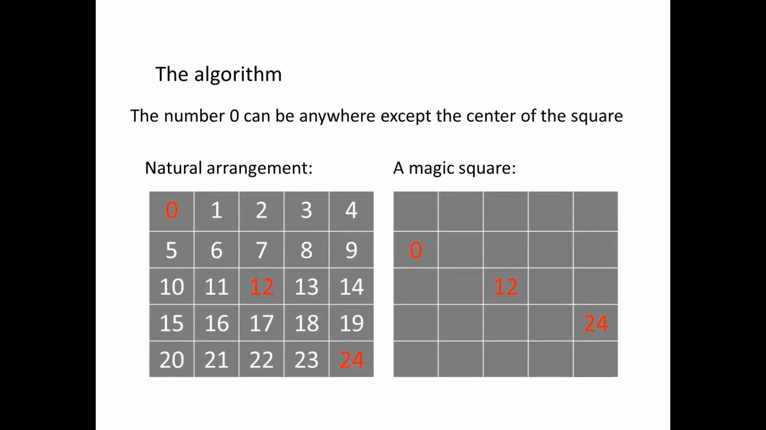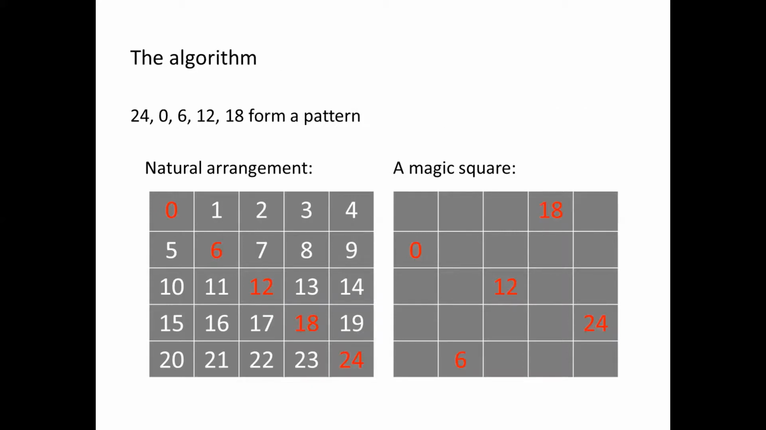In the natural arrangement, 0, 12, 24 are all in the diagonal, 0, 6, 12, 18, 24. Then the question: where should we put 6 and 18 in the magic square? We know 0, 6, 12, 18, 24 form a pattern. So here is the pattern 0, 6, 12, 18, 24. But how do we get the pattern? There are many ways. Here's my suggestion.